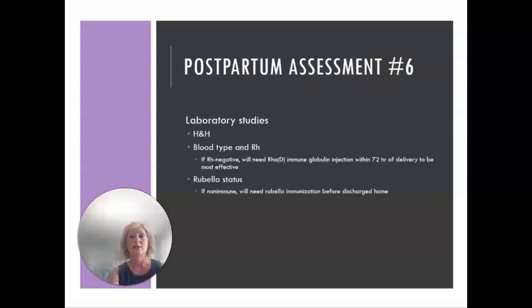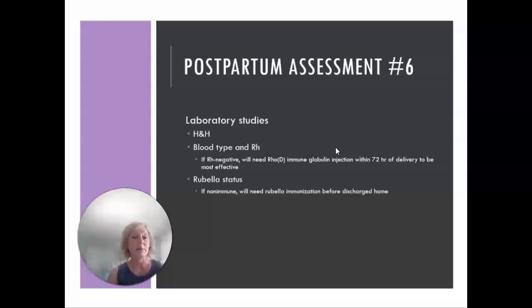Okay, so lab studies, what are we going to look at as far as labs? We're going to look at the hemoglobin and hematocrit. So we're going to look at how many red blood cells they have as far as their volume. And we're going to look at the hemoglobin. That's what's going to carry our oxygen. So if we have a really low hemoglobin, our moms aren't going to get the oxygen. So they're going to be very fatigued. They're going to be pale. They're going to have shortness of breath. They're going to have all those kinds of things.